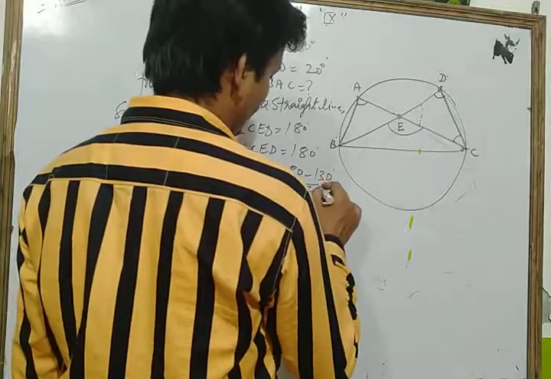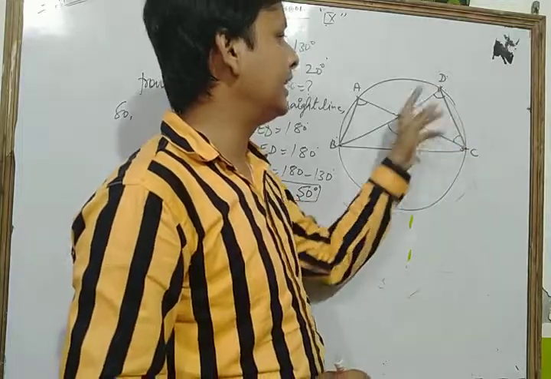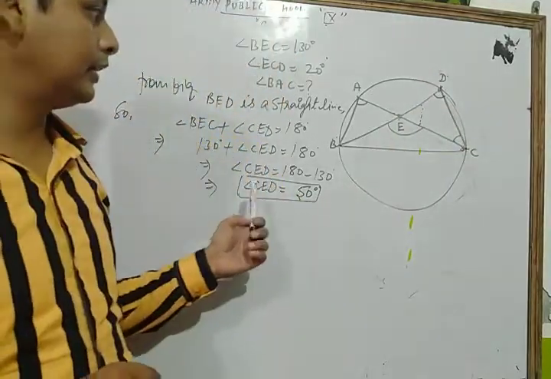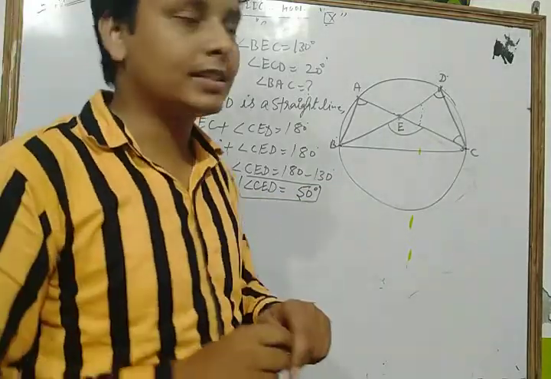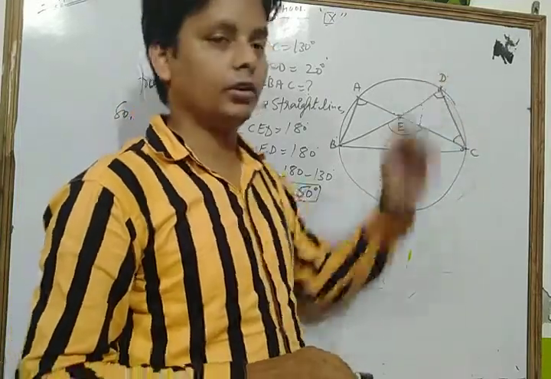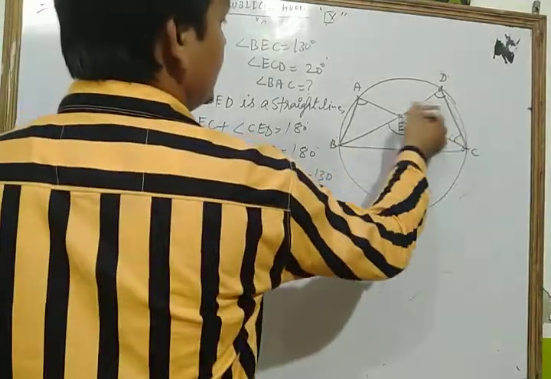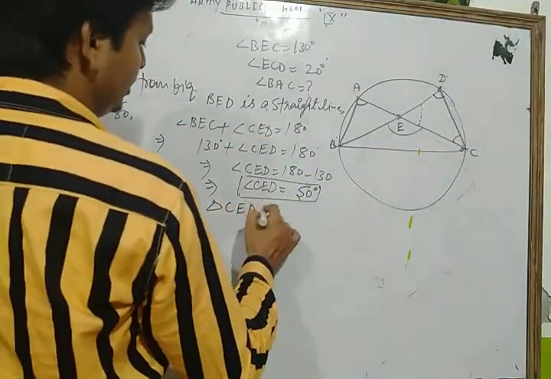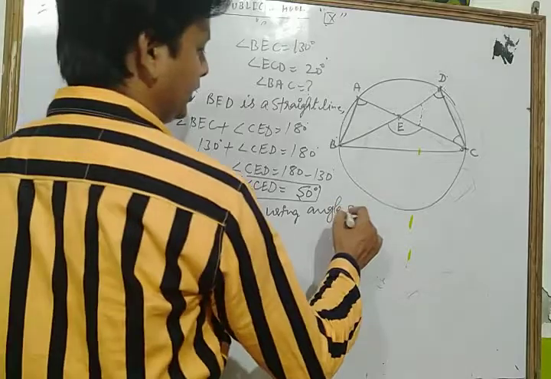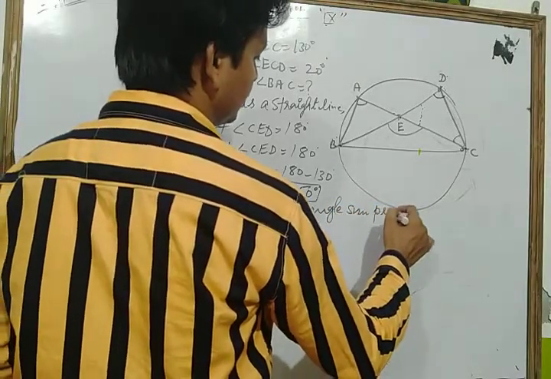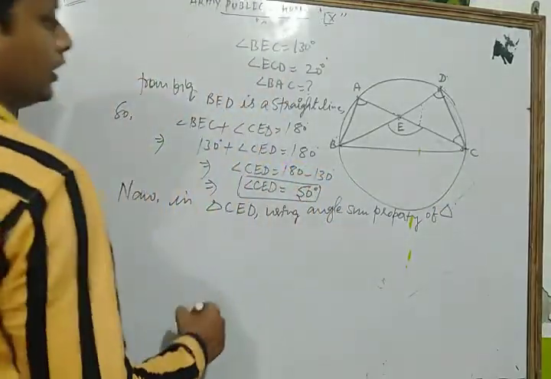50 degrees. So in this way, first of all we find angle CED, and in triangle ECD we find angle CED as 50 degrees. Now we use the angle sum property in triangle CED. Okay, now in triangle CED, using angle sum property of triangles. Let's see.